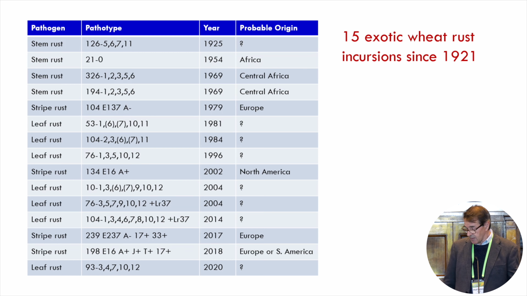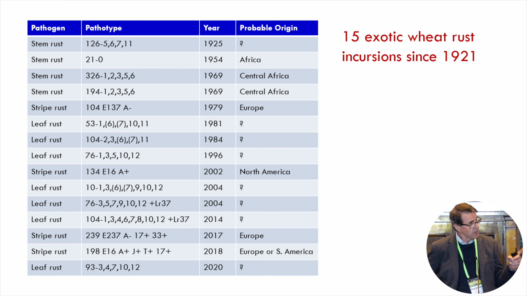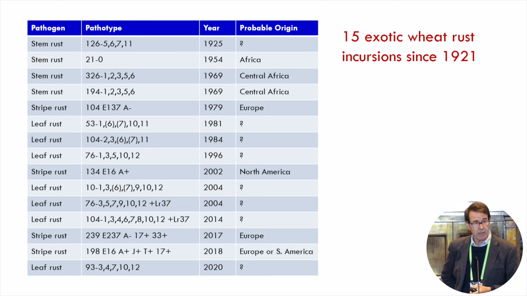All right, so here are the 15 documented cases of exotic wheat rust incursions that we've had in Australia going back to 1925. The first one was found then by Professor Waterhouse. We've got representative, viable isolates of all of these in our rust collection. And we've been sequencing them progressively and getting a better understanding of genetic variation and also where they came from. So you'll see in that last column, possible origin, lots of question marks. We're now starting to fill those question marks in.